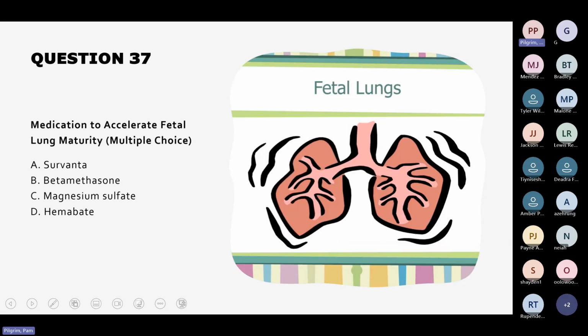And then medication to accelerate fetal lung maturity. What do we give to moms if they're threatening preterm labor to help develop the baby's lungs? The answer is B, betamethasone. So a steroid helps to develop the baby's lungs.